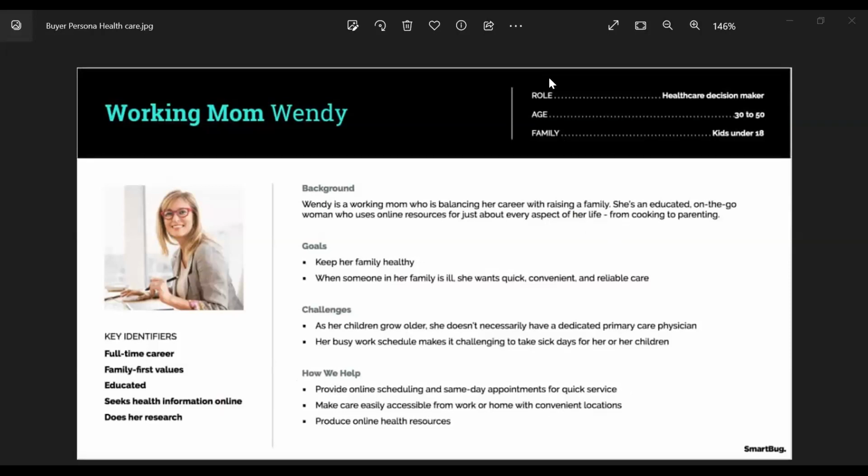So they are going to provide online scheduling and same day appointments for her. And she will go in with her kids if they are sick on the day that she has the time, book an appointment that day, go in that day, get the services that day, and go home. Two, they will make care easily accessible from work or home with convenient locations.